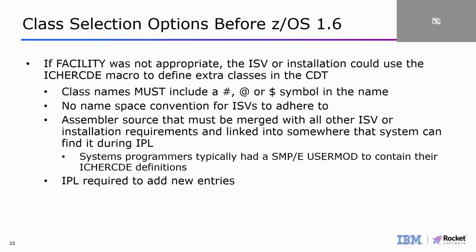If you were an ISV, the class names must include a national character in the name. Again, there was no police to stop it happening. And there was no namespace convention for the ISVs to adhere to. So Broadcom, CA, BMC, other software companies that have ceased to exist had their own naming standards. And also, it was a bit of a pain for systems programmers like myself.